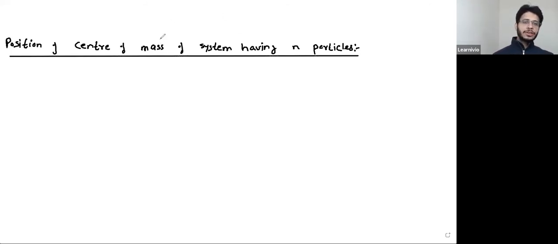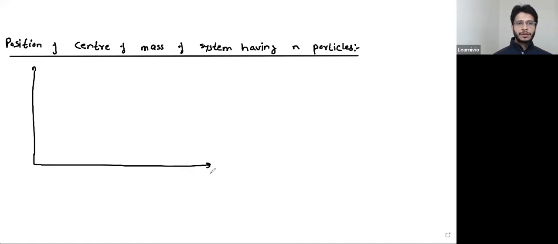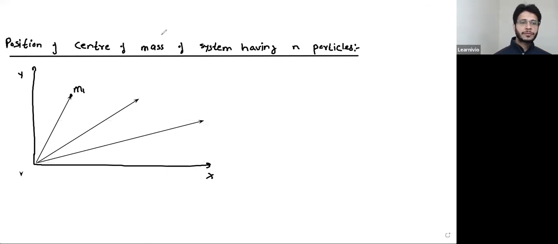Now, the first thing is, how would you calculate the position of center of mass? If you have a system having n particles, then how will you decide where the center of mass of the system is? For this, you have simple relations. This is the x-axis. This is the y-axis. This is a particle of mass m1. This is the position of mass m2. This is the position of mass mn. This is m2 and this is mn. And this is the origin of the system.